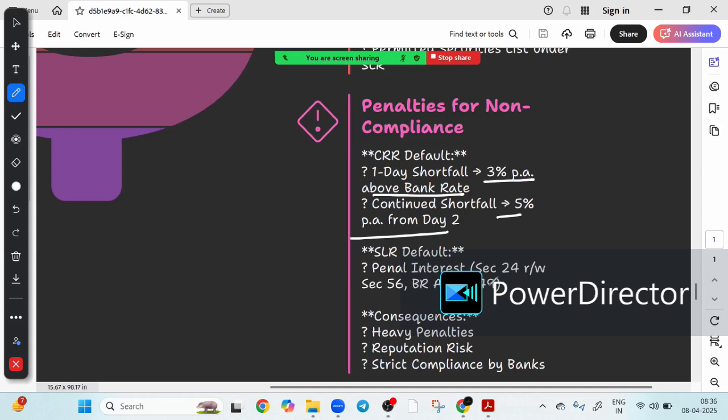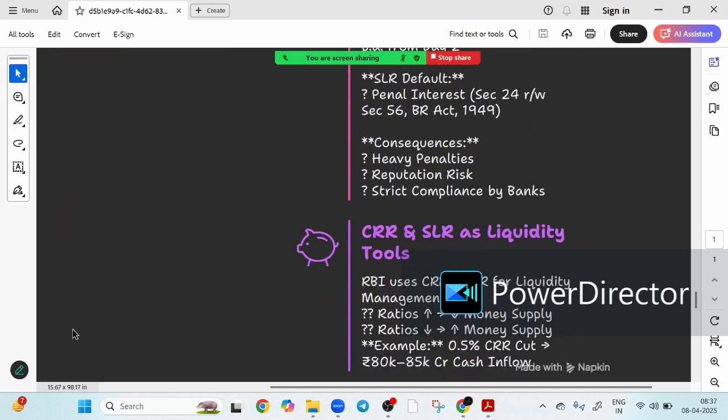SLR default: penal interest under section 24, right, under this section. Heavy penalty, reputation risk, strict compliance by the bank. So this is for CRR default. Remember, CRR default: 1 day shortfall is 3% per annum of the bank rate, continuous shortfall is 5% per annum from day 2, and SLR default penalty interest rate is applied as per section 56 of the BR Act 1949. Remember, this penalty is super important, examination question asked.